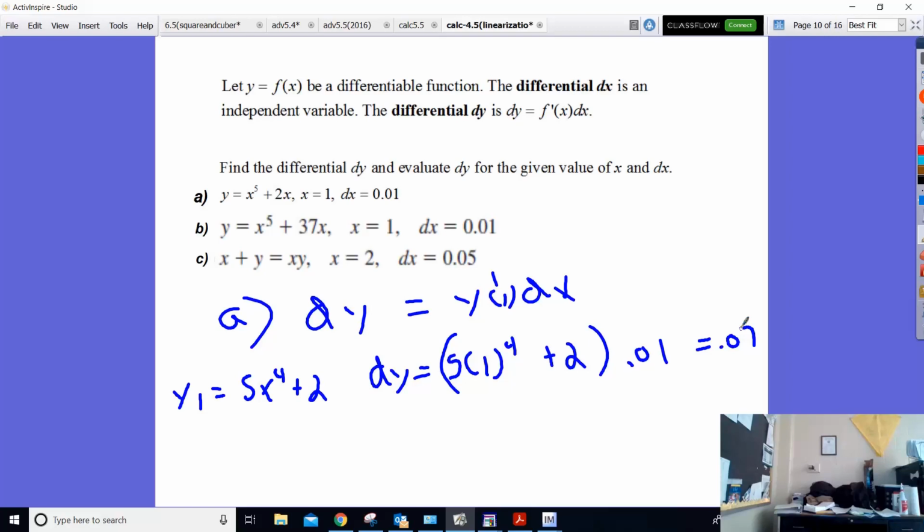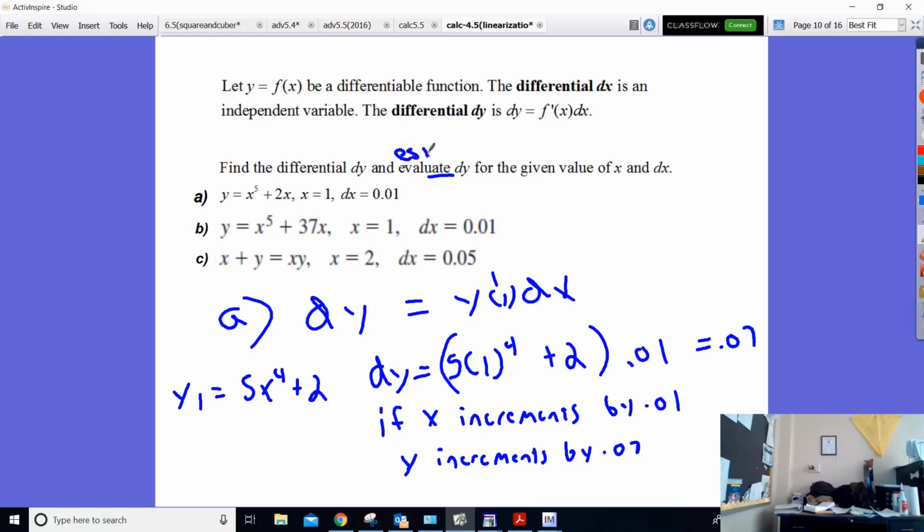Oh, that's all good and well. What does that mean? It means if x increments or changes, whatever word you like, or increases by 0.01, y increments by 0.07. I wish the book didn't use the word evaluate here. It should actually say estimate. It's an estimation technique.